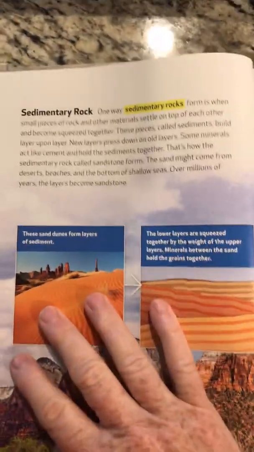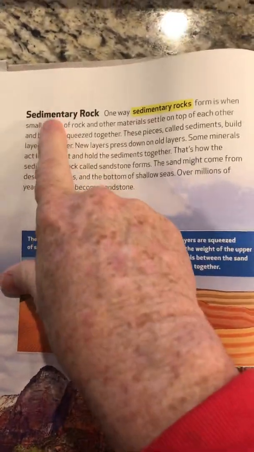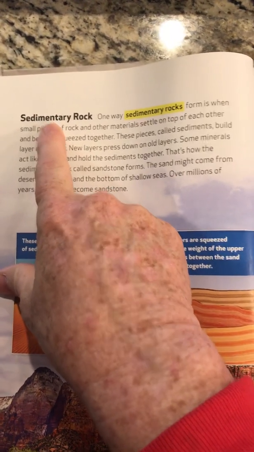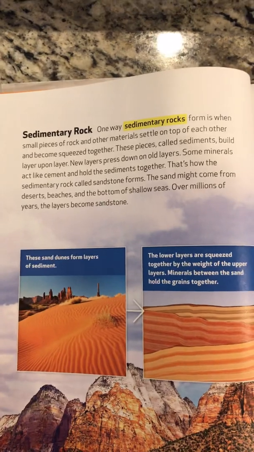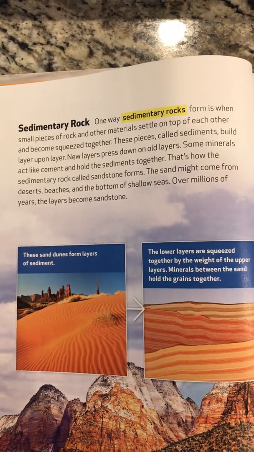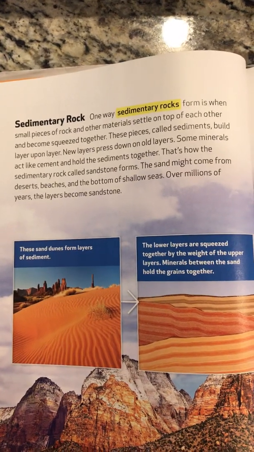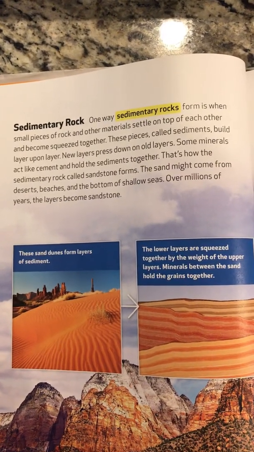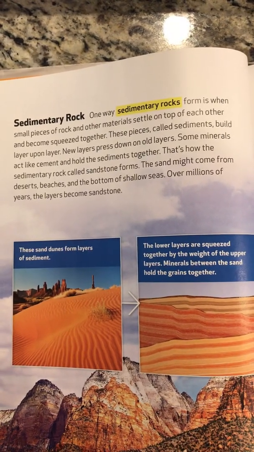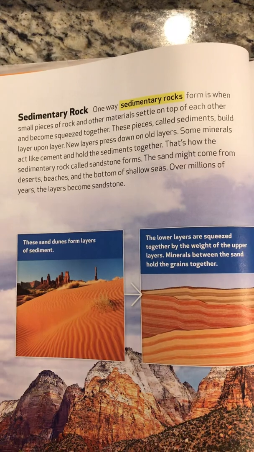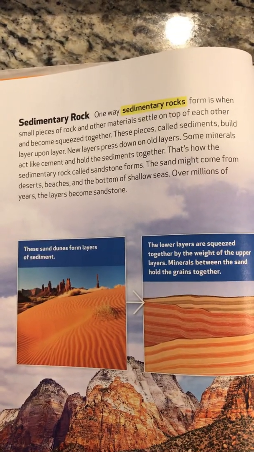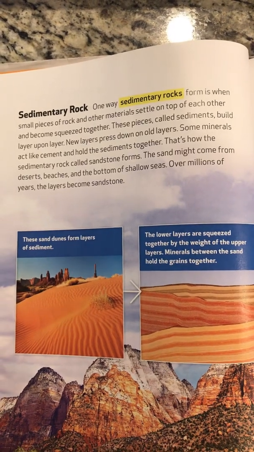The next rock, and I want you to write this down too, sedimentary rock. So that is another type of rock, and they're formed differently. One way sedimentary rock forms is when small pieces of rock and other materials settle on top of each other and become squeezed together. These pieces, called sediments, build layer upon layer. New layers press down on old layers. Some minerals act like cement and hold the sediments together. That's how sedimentary rock called sandstone forms.